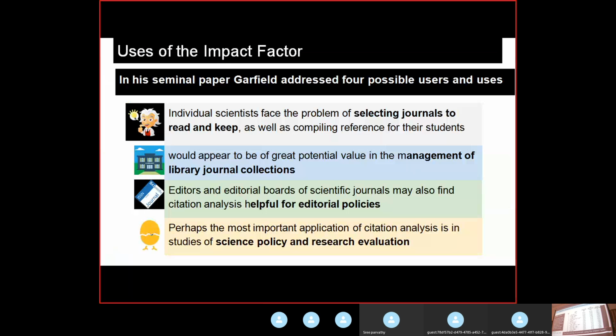So, what are the uses of impact factor? Individual scientists and scholars face the problem of selecting journals to read and keep. It would appear to be of great potential value in the management of library journals, and helpful for editorial policies, science policy, and research evaluation. These are the common uses of an impact factor. His paper addressed this; Garfield addressed 4 possible uses of the journal impact factor.